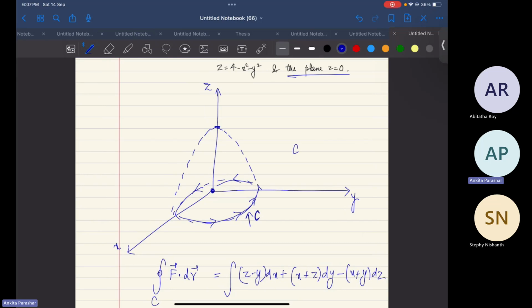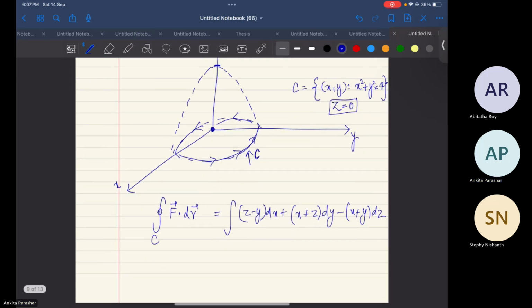Okay, so C is all those (x, y) such that x square plus y square equals 4. And note that we want to make sure what z is. Z is 0 for us. So what do you write?